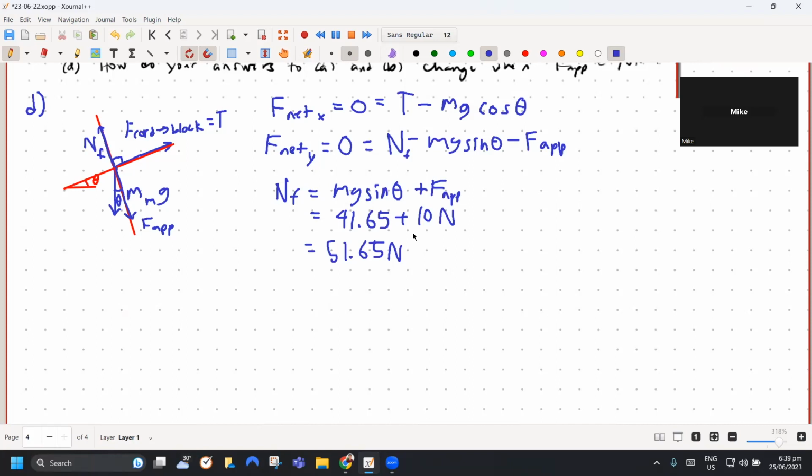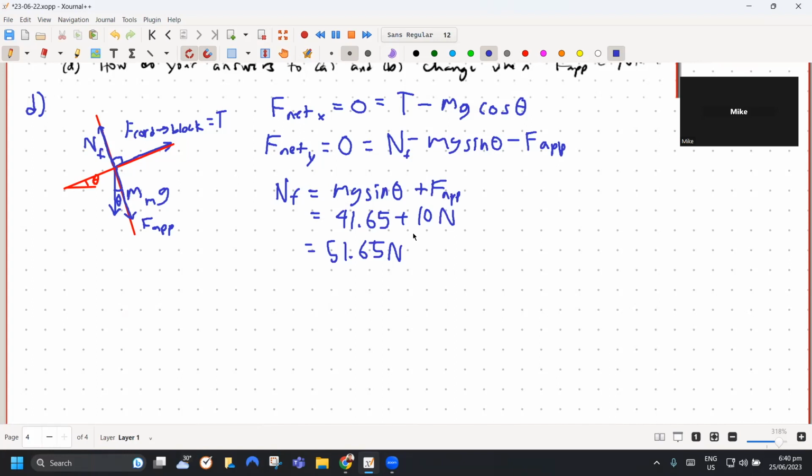Yung normal force greater. Okay, so yung sa letter E, what if F applied is treated as a variable? Graph normal force versus F applied. So paisulat lang to or type it in. So I think type na lang para mo yung question.